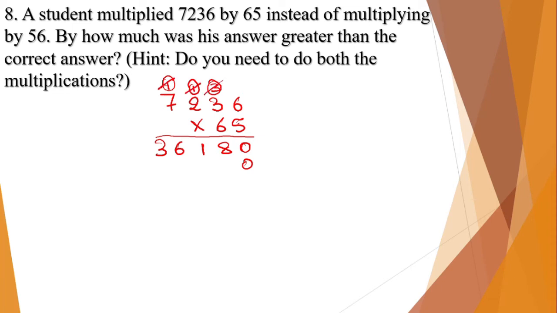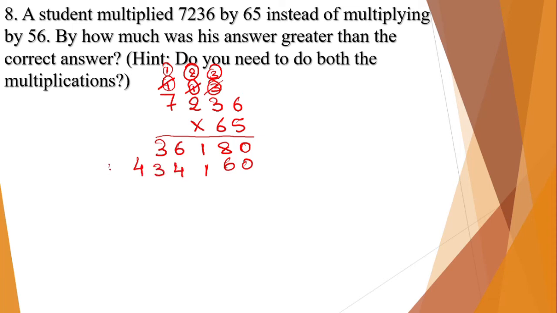Now 6 6s are 36. So 3 carry over and 6 below. And 6 3s are 18 plus 3 is 21. So 2 carry over and 1 below. And 6 2s are 12 plus 2 is 14. So 1 carry over and 4 below. And 6 7s are 42 plus 1 is 43.